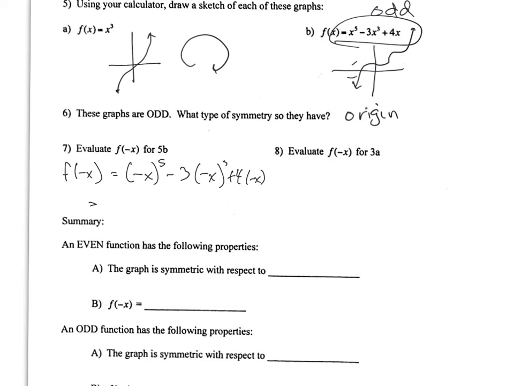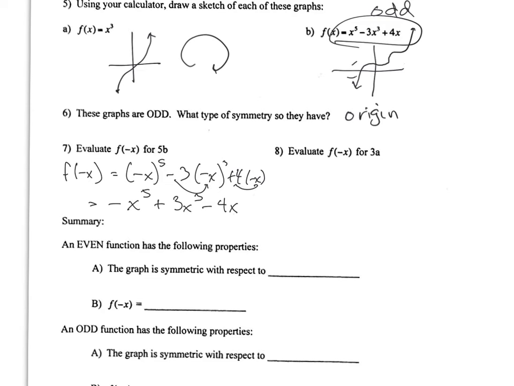So we're going to simplify this. It's negative x to the fifth. This is a negative times another negative, so it's positive 3x to the third. And a positive times a negative is a negative 4x. As you can see, it came out the opposite. It did not come out the same. Every single sign is the opposite of the original.